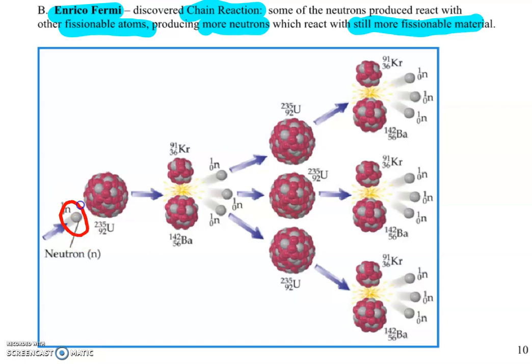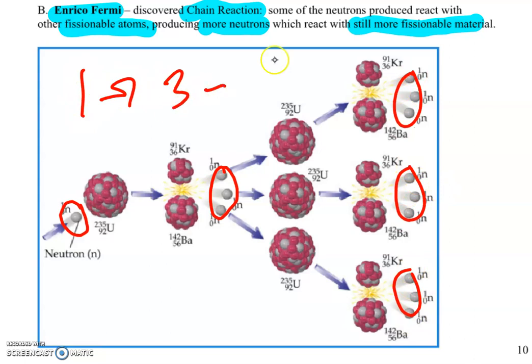So we start with 1 neutron. After 1 collision, we get 3 neutrons. After the next collision, we get 3, 6, 9 neutrons. So we went from 1 to 3 to 9. So what kind of growth or decay would that look like? That would be exponential growth. So we're going to have exponential growth there.